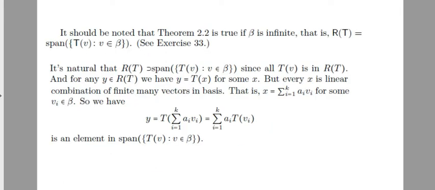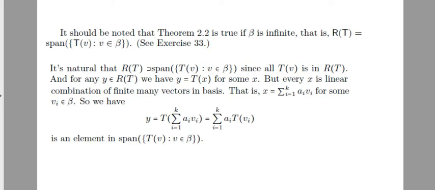Now please note that even if this beta is infinite, then also range space of T is equal to the span of {Tv : v belongs to beta}. Now we already know that span of Tv will always be in range space of T, since range space of T contains elements of the type Tv. To show the converse part, let Y belong to range space of T. Then Y is equal to Tx. Now T is linear and X can be expressed as a linear combination of vectors in beta. We get X is equal to summation i equal to 1 to k Ai Vi. So we have Y is equal to T of summation i equal to 1 to k Ai Vi, which is equal to summation i equal to 1 to k Ai times TVi.